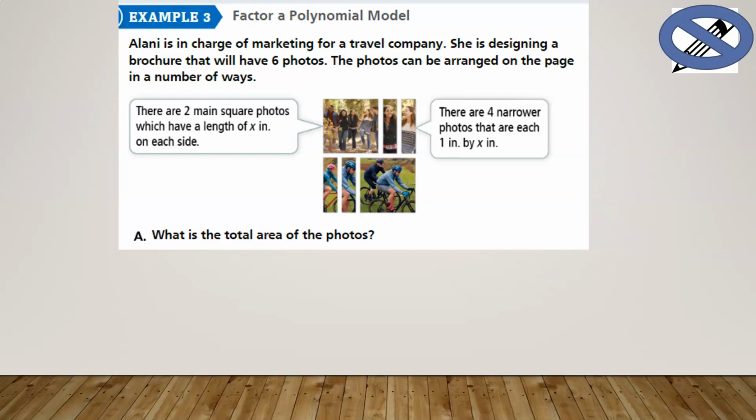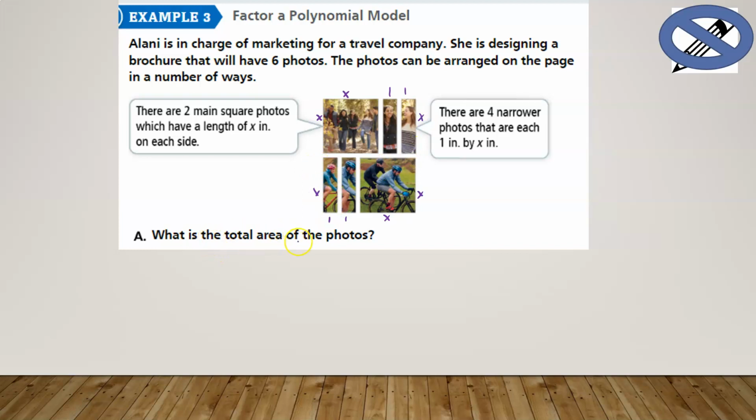Don't write this down, but Elenia is in charge of marketing for a travel company. She's designing a brochure that will have 6 photos. The photos can be arranged on the page in a number of ways. There are 2 main square photos, each of which have a length x times x on each side. So again, they're saying this is side length x and this is side length x. Okay, this one is x and this one is x. There are 4 narrow photos that are 1 by x. So this is 1, this is x. This is 1, this is x.